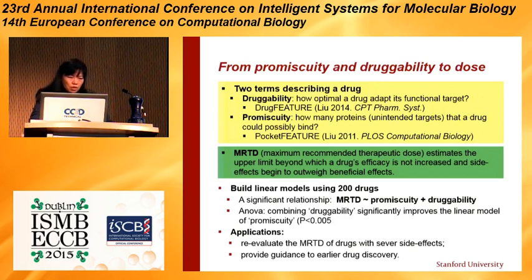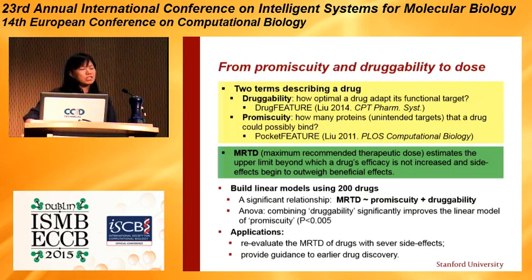And then, for indications, because we analyzed side effects of NSAID, we found that dose is actually a very important indication for drugs too. So here we analyzed the MRTD, which estimates the upper limit beyond which a drug's efficacy is not increased, and the side effects begin to outweigh the beneficial effects. So in analyzing the NSAID, we have found that, for example, celecoxib is a low-dose drug compared with other NSAID.